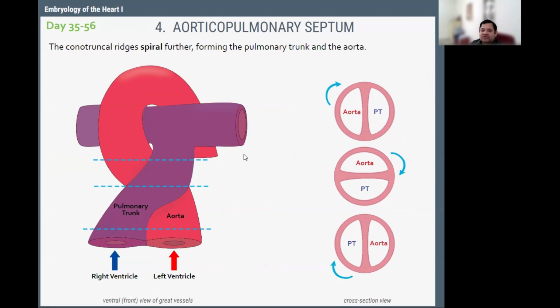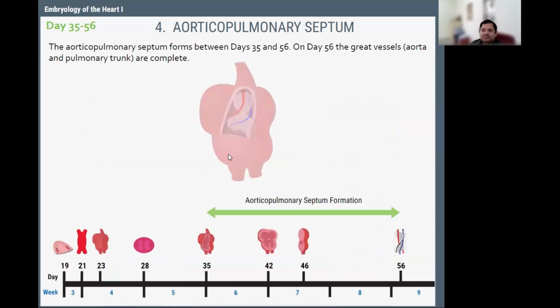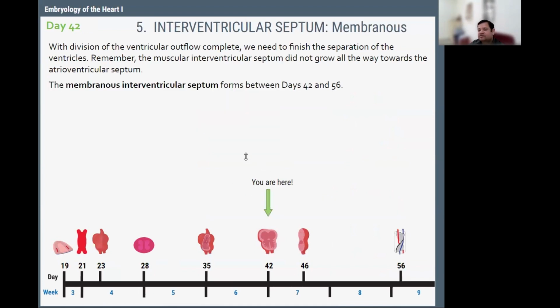This is something like this. You are going to get the aorta from the left ventricle, and from the right ventricle you are going to get the pulmonary trunk. So now we have come to the part that the aorticopulmonary septum has been formed, and it is day 56 that they are completed now. Now we have to make the membranous part. Again you can recall, first it was muscular, then aorticopulmonary, then membranous. How will the membranous part start?